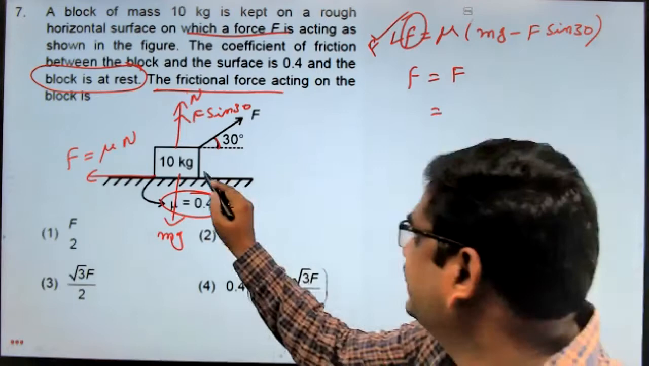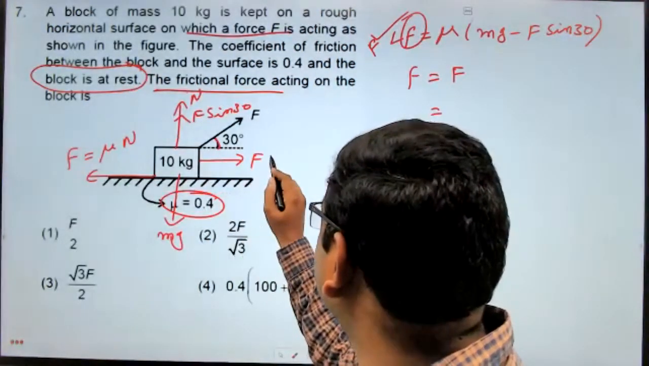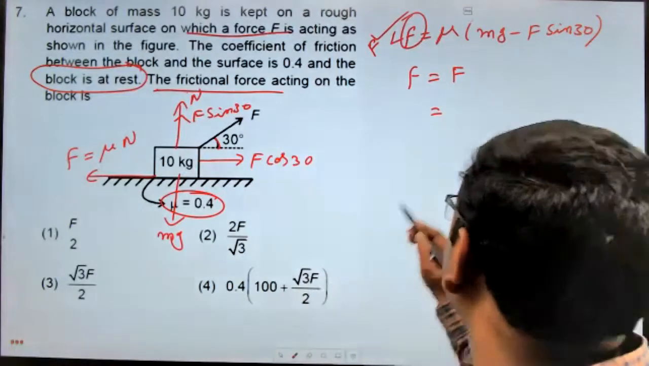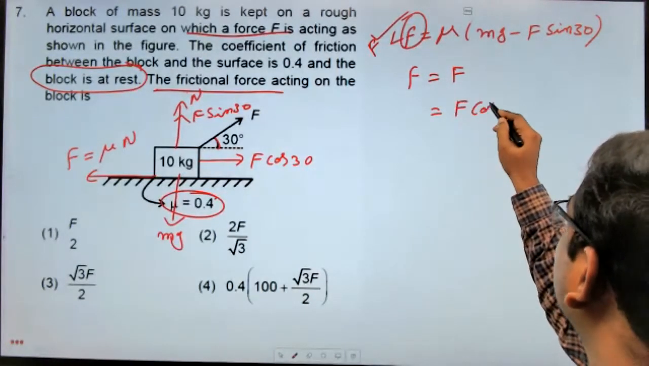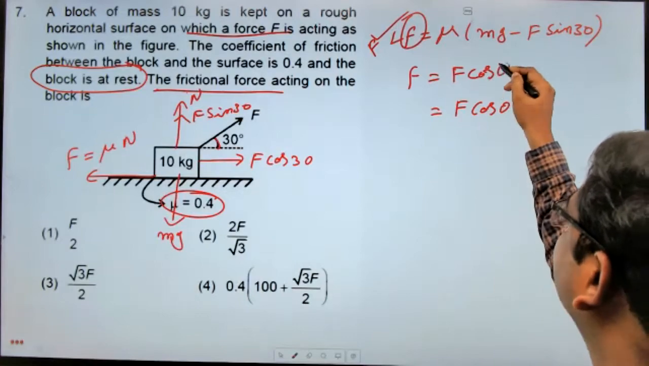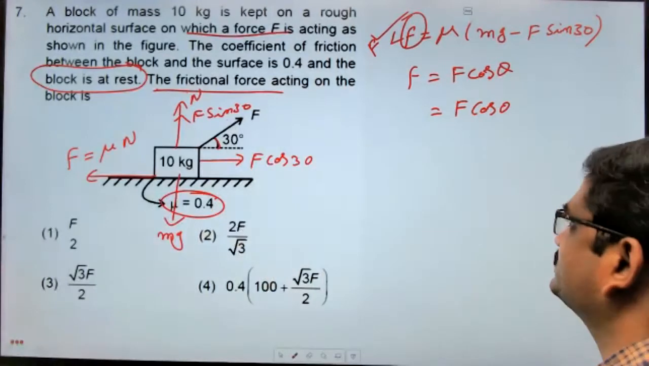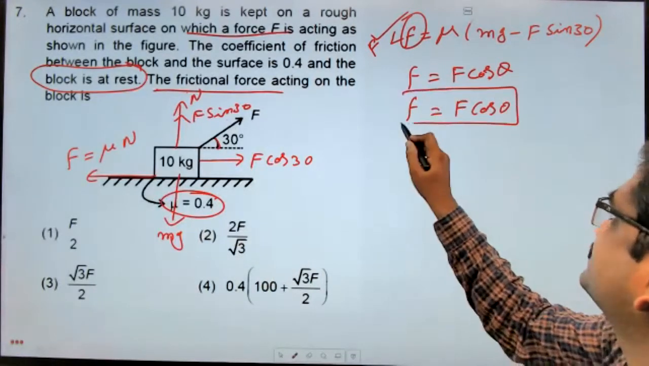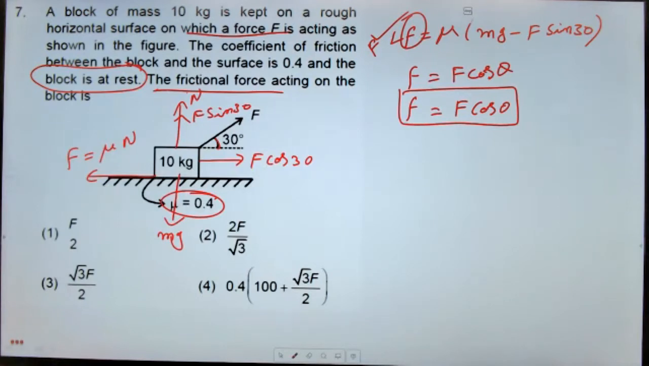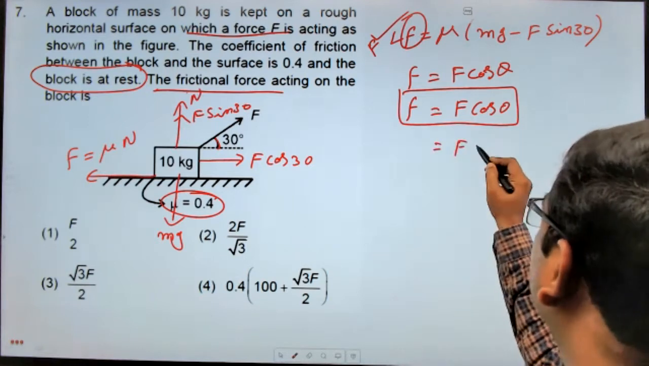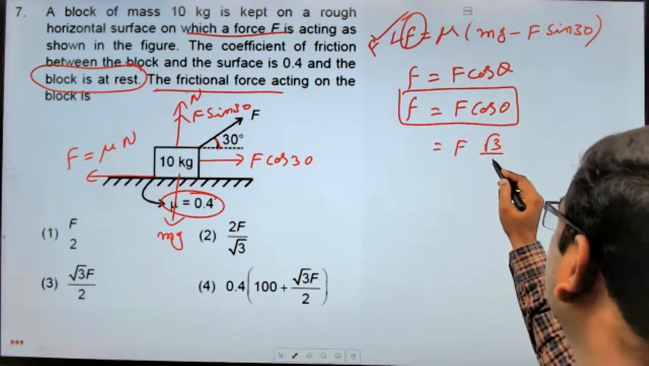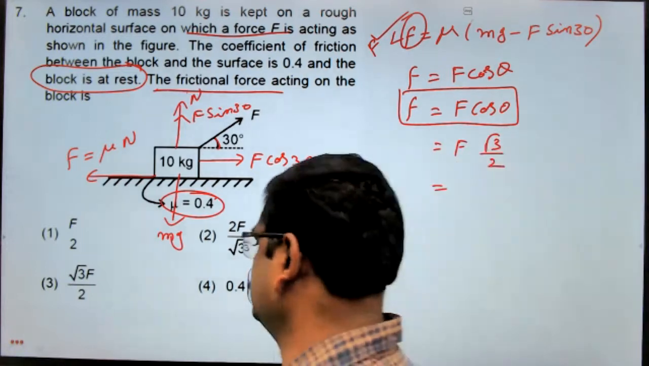Now what is the force applied in this direction? That is F cos theta or F cos 30. So we can consider this one as F cos 30. Frictional force should be equal to F cos 30. Now the component of this force opposite to the frictional direction is F cos 30, so we can take F cos 30 as a frictional force. When do we need to take that? If frictional force is greater and applied force is lesser, then you can consider it like this. So F into cos 30, root 3 by 2. So F root 3 by 2. Third option, half.